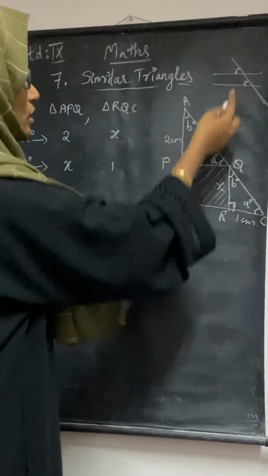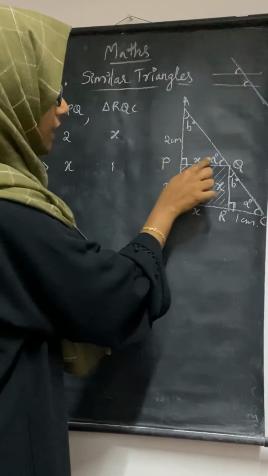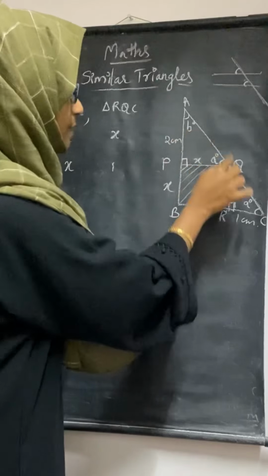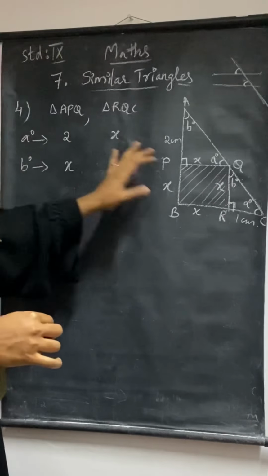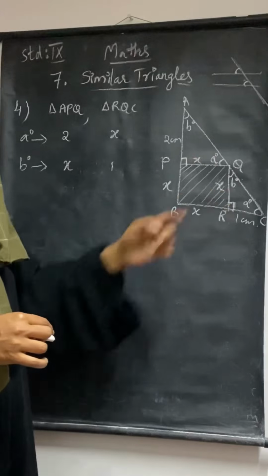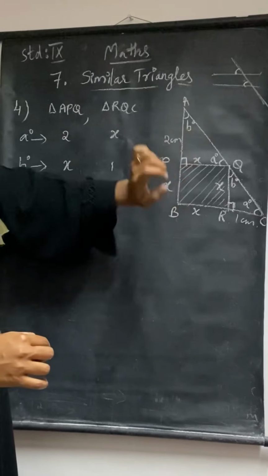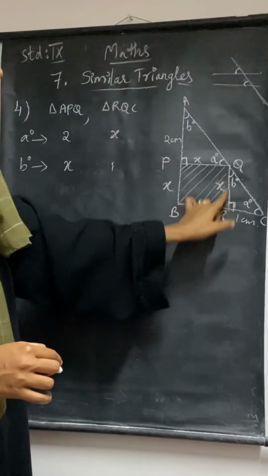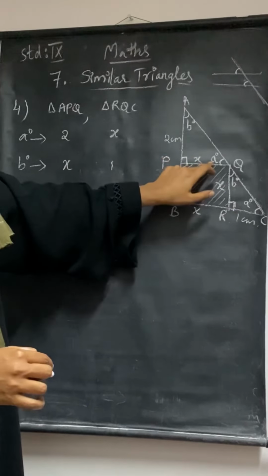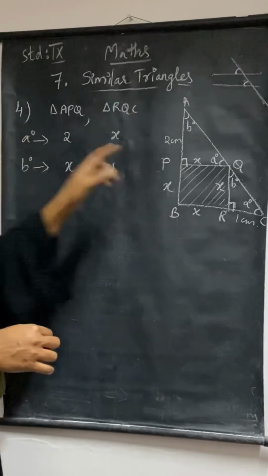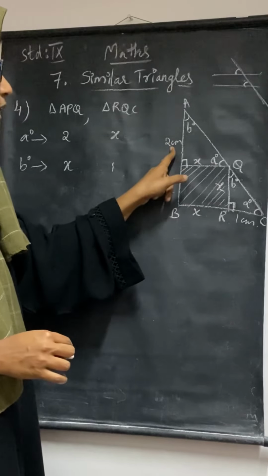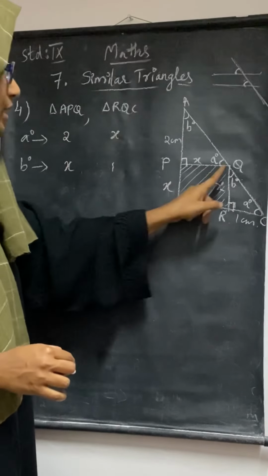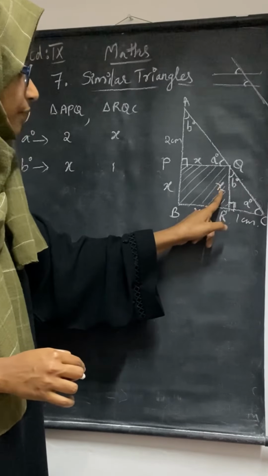Now the same procedure here: 90 degrees, A degree. Automatically the third one will be equal; I can take it as B degree and B degree. So we understood that those are similar triangles. We have to take the first triangle and the second triangle. Now I am taking triangle APQ and triangle RQC. In the first triangle, the A degree angle is opposite to 2. In triangle RQC, the A degree angle is opposite to what? X.